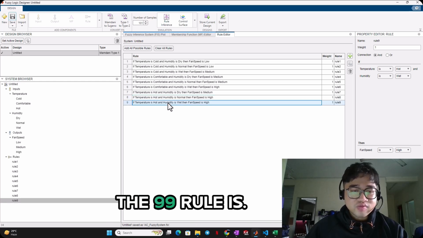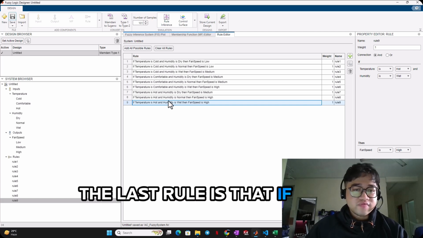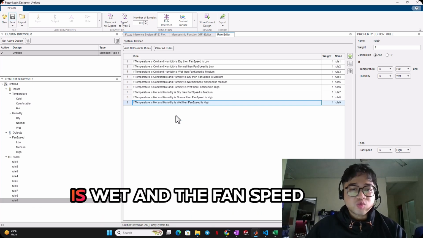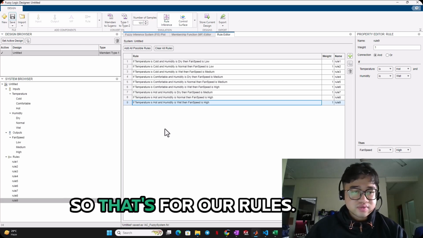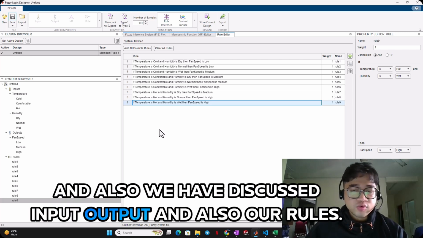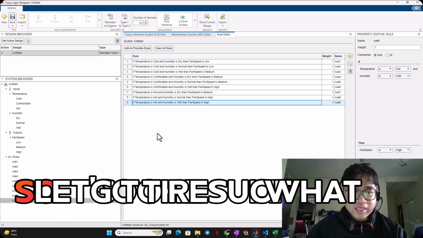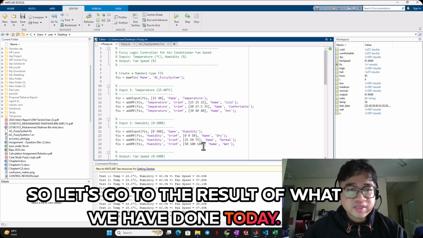The ninth and last rule is if the temperature is hot and humidity is wet, then the fan speed is high. So that's our rules, and we have discussed the input, output and rules. Let's go to the result of what we have done today.